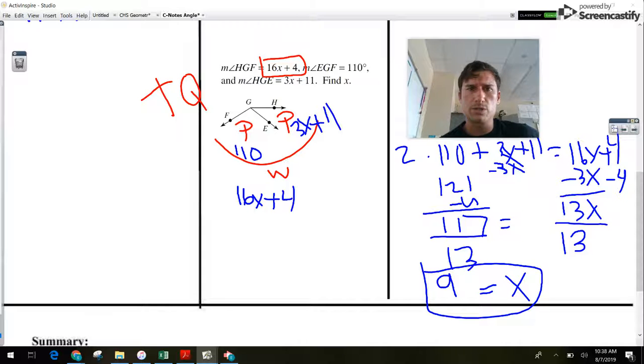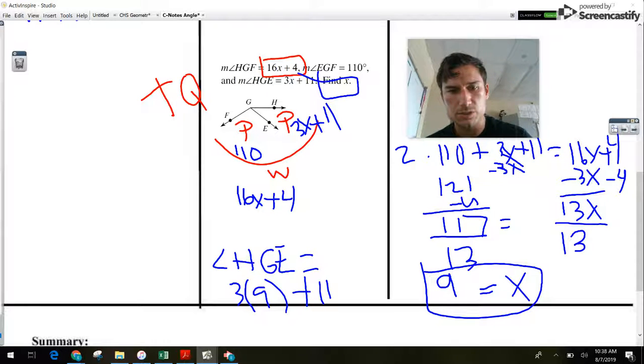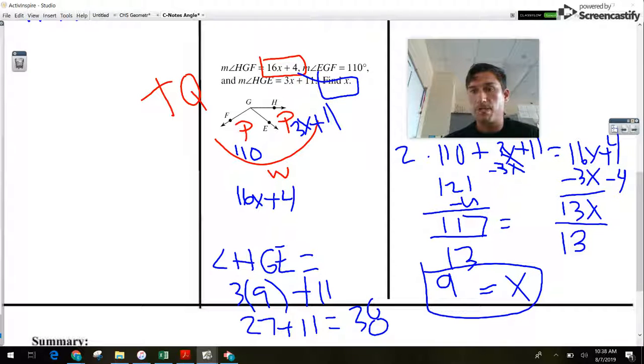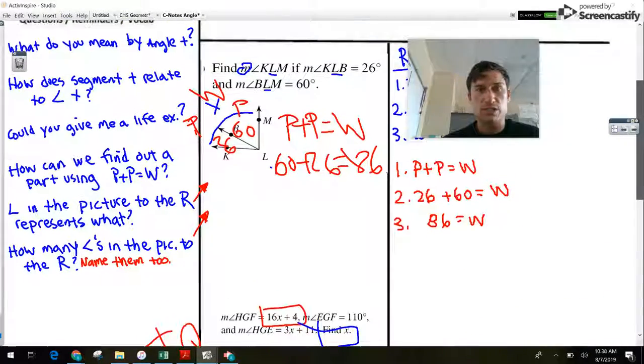The biggest thing, though, is that in this example it says find x. Sometimes it says find what angle HGE is. So what we do is we plug it in. We do 3 times 9 plus 11. That would be 27 plus 11, so that would be 38. So that would be where you had to plug it back in. We call it substitution. But in a nutshell, that is angle addition.